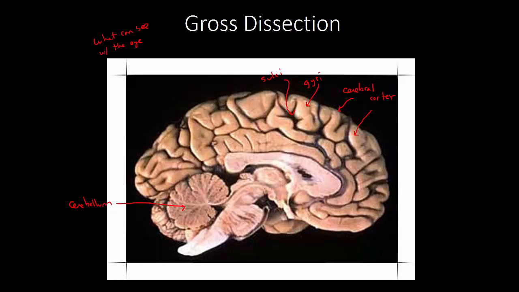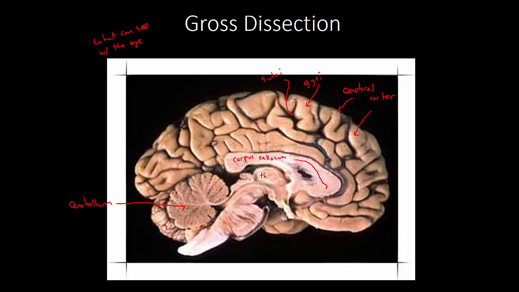You can see white matter here versus all around it, which is grayish. So the white matter would be bundles of axons. The gray matter would be cell bodies. Here we have the corpus callosum. In the mid-sagittal section, that's usually the most prominent feature.